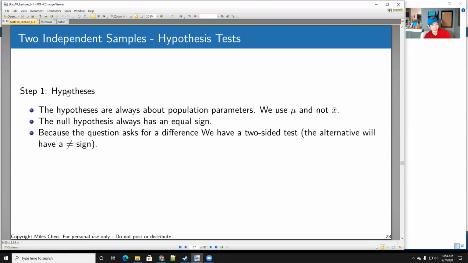All right, and so step one is to make the hypotheses. And again, just like before, hypotheses are always about the parameters mu, never about x bar. And the null hypothesis always has an equal sign. So when I set up my hypothesis, the null hypothesis is that mu1 is equal to mu2. Okay? I could also write the difference mu1 minus mu2 is equal to 0. That would also be equivalent. Right? And then the alternative is that mu1 is not equal to mu2. So we have a two-sided test because we're just asking for a difference here.